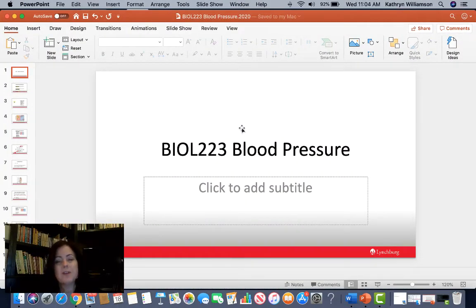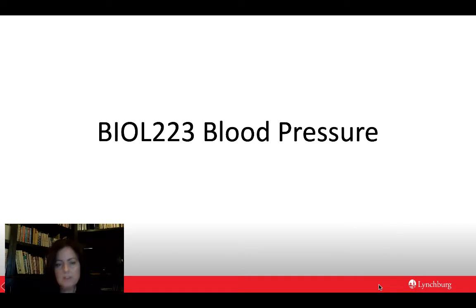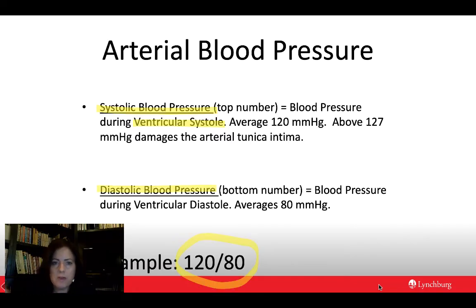Okay, good morning. We are going to continue with blood pressure, which is where we left off before break. So I've just got a little bit more to add about blood pressure.